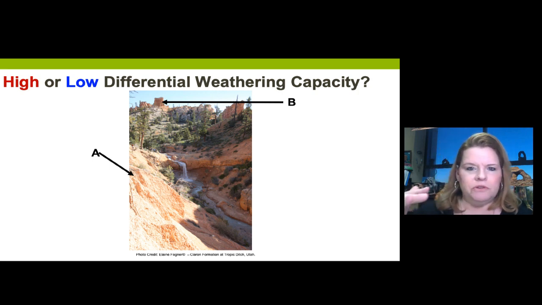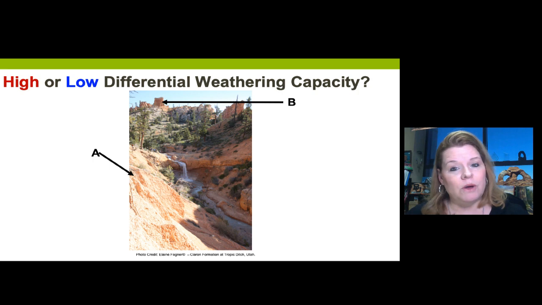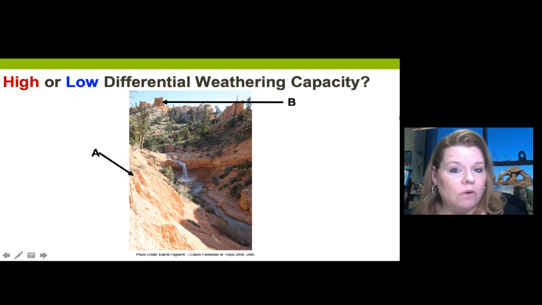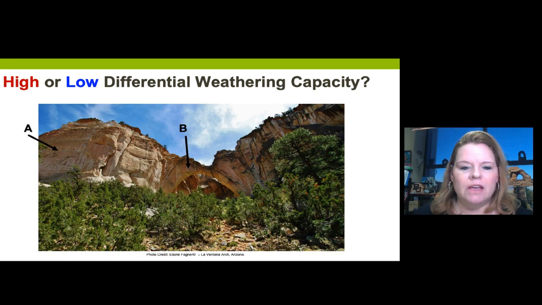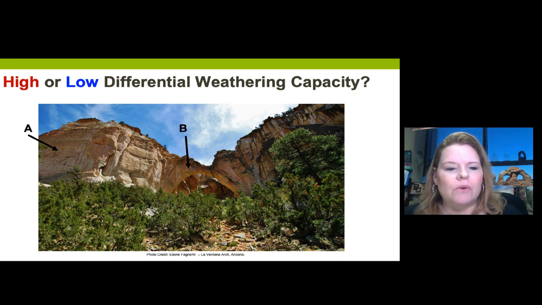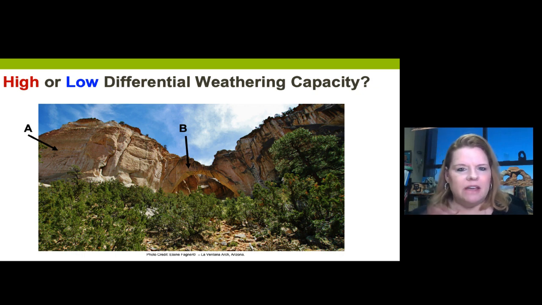So the slopes, they're not very sturdy, so that would be high differential weathering capacity. These sections right here should be connected, but they're not. And that means these rocks are a little bit more sturdy, so they have a low or slow differential weathering capacity. This is La Ventana Arch in New Mexico, all the same sandstone unit.